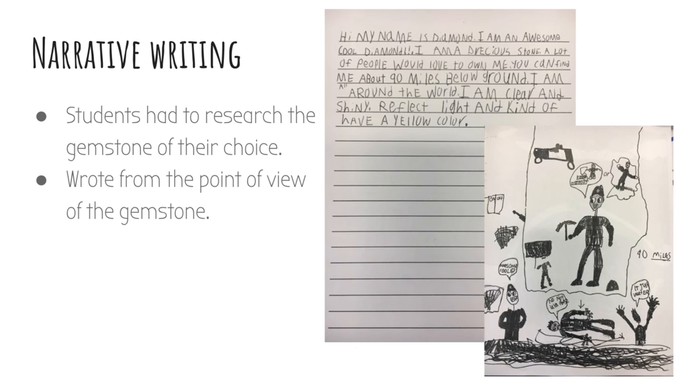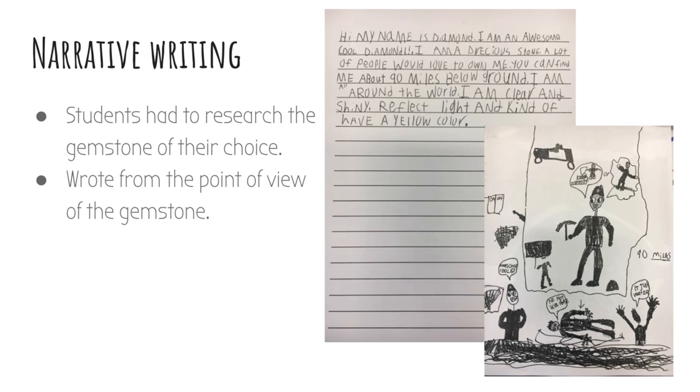"Hi, my name is Diamond. I'm an awesome, cool diamond. I'm a precious stone. A lot of people would love to own me. You can find me about 90 miles below the ground. I am all around the world. I am clear and shiny and reflect light and kind of have a yellow color." And you can see in the illustration some other things about a diamond, about mining for it and things like that.